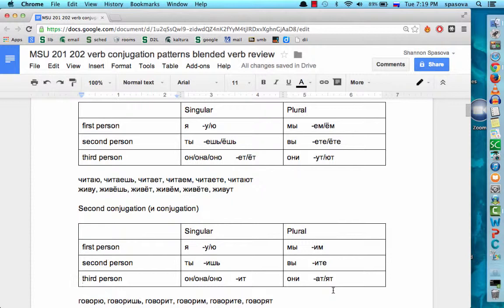And these two verbs, читать and говорить, very soon we're going to be using them as example verbs for these patterns, and we're going to be putting other verbs into these groups.